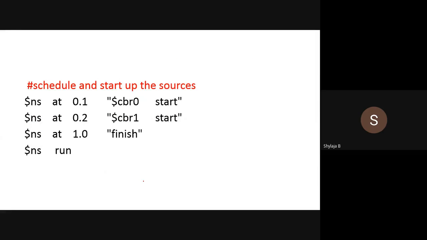Now we are scheduling the simulation and starting the source machines to send data. So $ns at 0.1 cbr0 start, which means node 0 will start. At time t equal to 0.2, cbr1 will start. And at time t equal to 1.0, finish the simulation. Next, run.